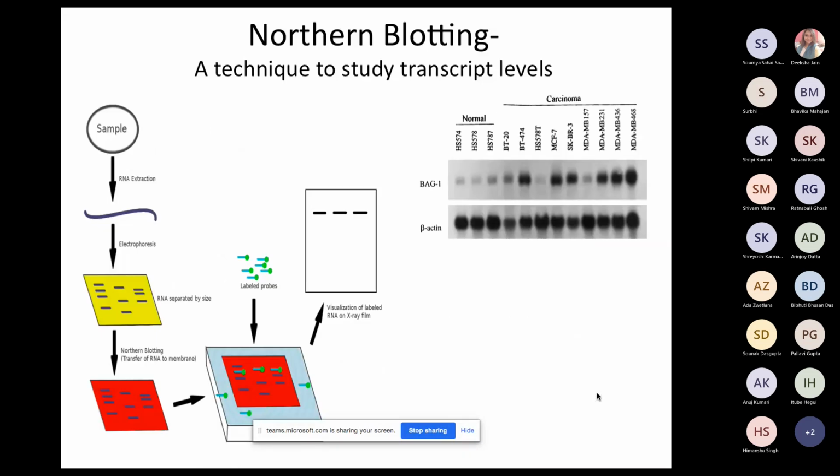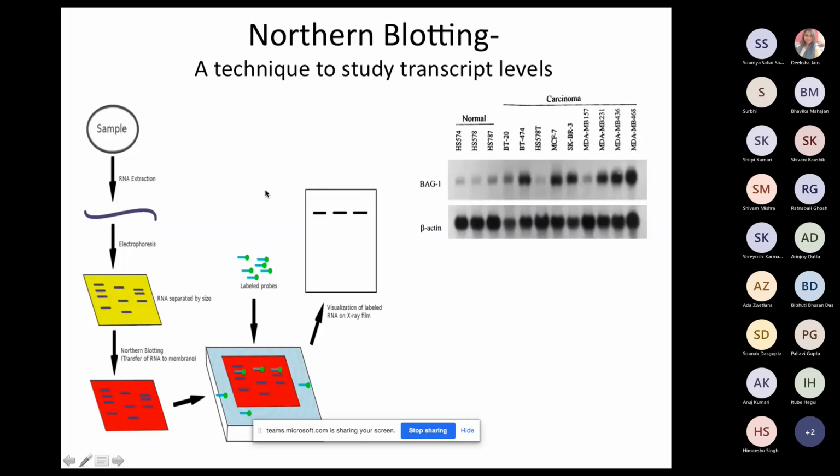Then comes, if you want to detect a particular transcript, let's say the gene I'm interested in, in this case, is a gene called BAG1. What are its levels in normal cells versus cancer cells? So how can I do that? I will isolate total RNA from normal and total RNA from cancer cells, and I will run it on gel.